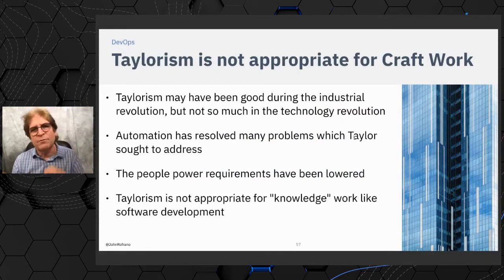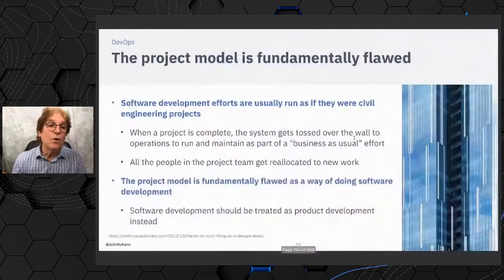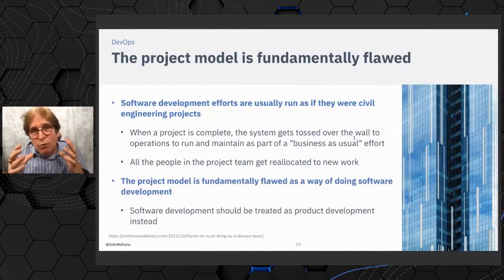Automation's resolved a lot of problems. People power requirements have been lowered. I mean, it's not good for knowledge workers. The other problem we have is we treat software engineering like civil engineering. And we see this all the time. And so, this project model is fundamentally flawed.